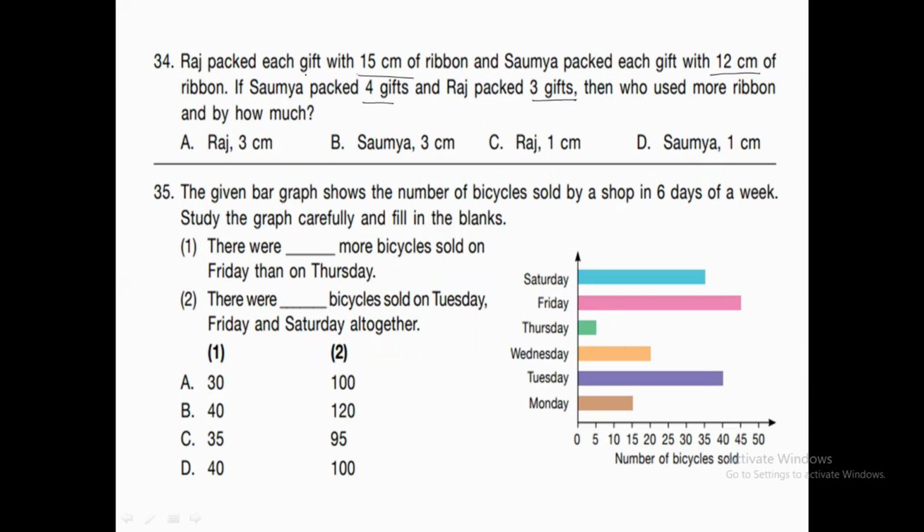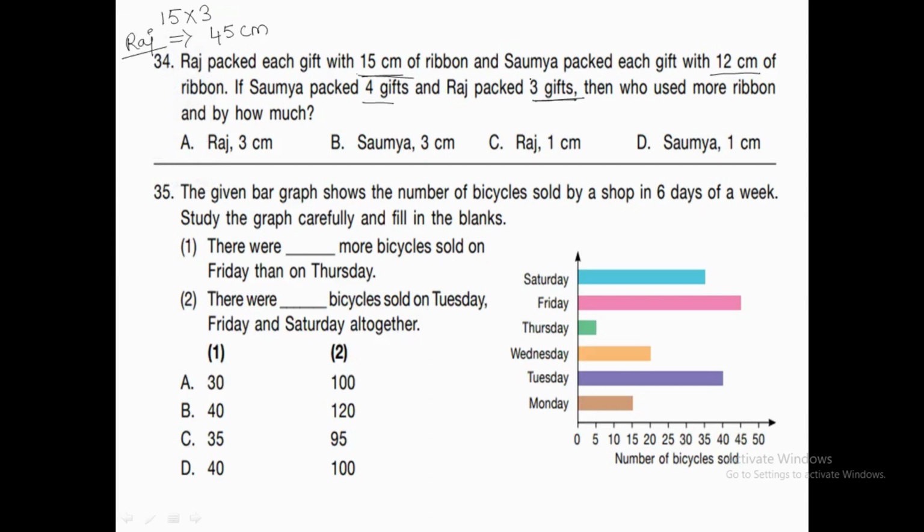So, Raj packed each gift with 15 centimeters and he packed a total of 3 gifts. So, how much ribbon did he use? For this, we will multiply 15 by 3. So, what are we getting? 3 5s are 15, 5, carry over 1, 3 1s are 3 plus 1 is 4. Okay, so Raj used 45 centimeters.